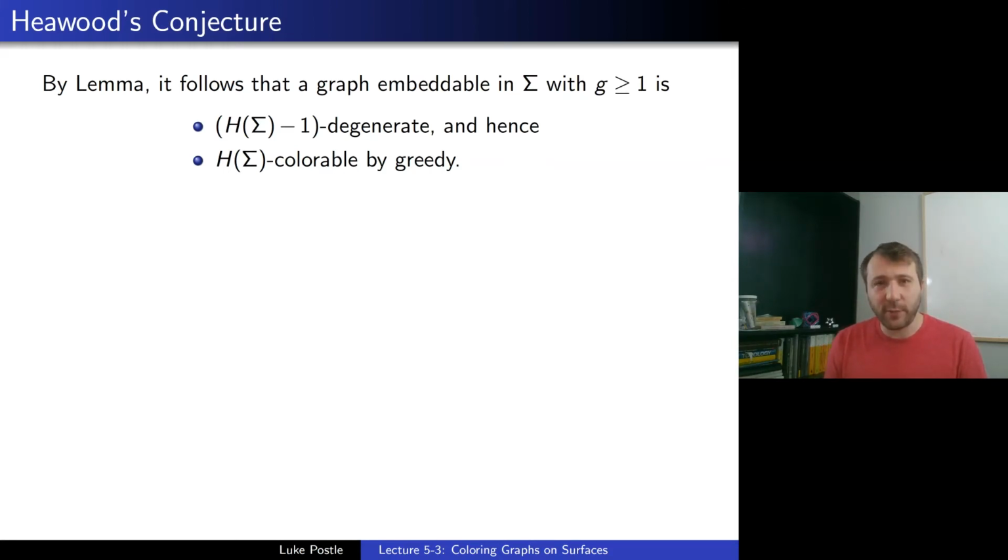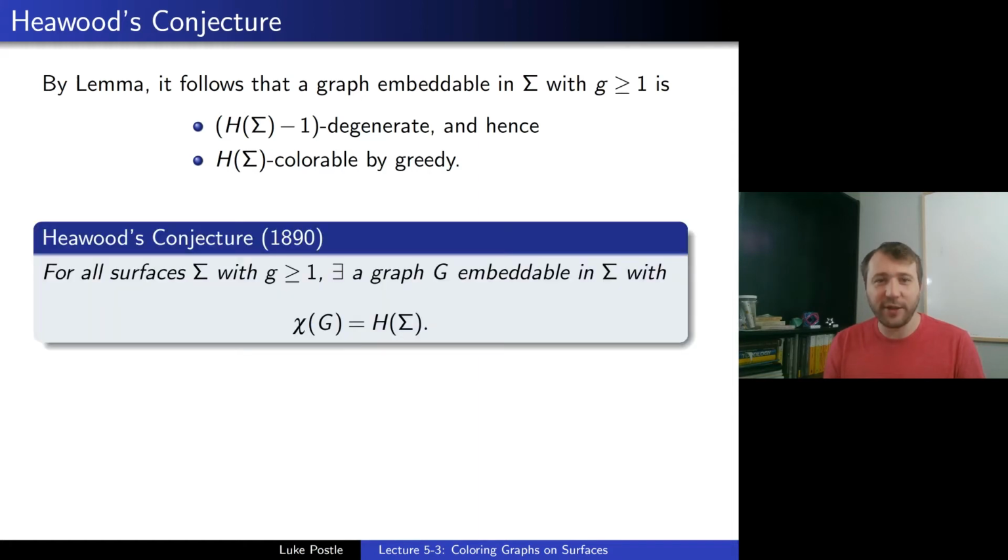Then where do you go? Well, that's just an upper bound. So there became a conjecture by Heawood in 1890 that for all surfaces sigma with g at least 1, there exists a graph G embeddable in sigma with chi equal to h, which is also true for the sphere because K4 embeds and such. More generally, Heawood was conjecturing that this is actually tight, that there is always a graph that attains this Heawood number, and so that's really the answer to the map color problem.